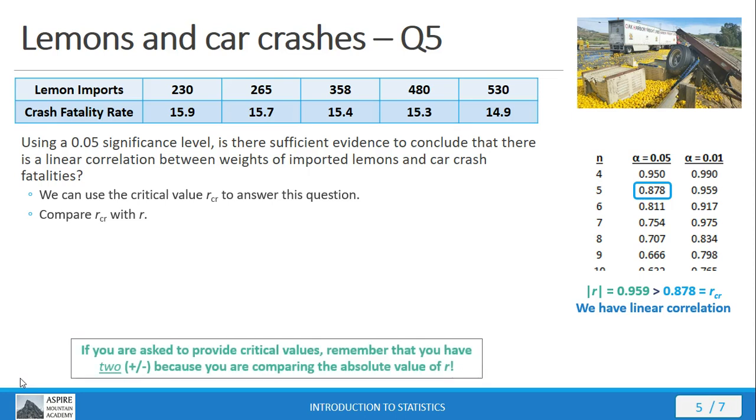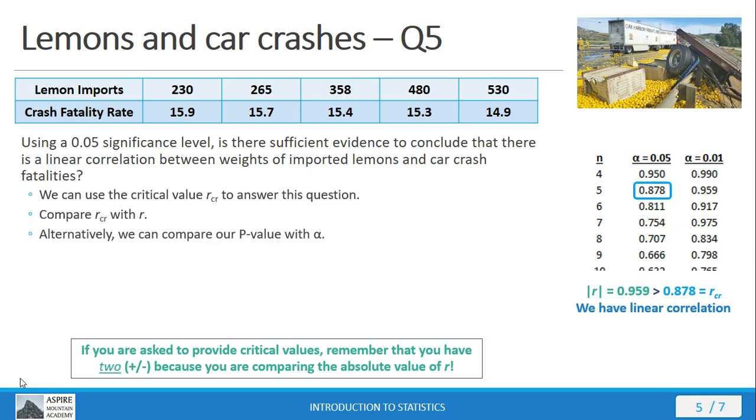Sometimes you're asked in a problem to provide critical values. Remember that the table that you see there for the critical r values is listing only the positive values. So if you're conducting a two-tailed test, which typically you will be, because they don't specify positive or negative linear correlation, it's just general linear correlation, then you're going to have 2 critical values. One's going to be positive and one's going to be negative.